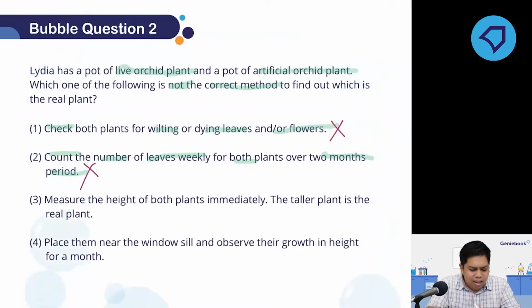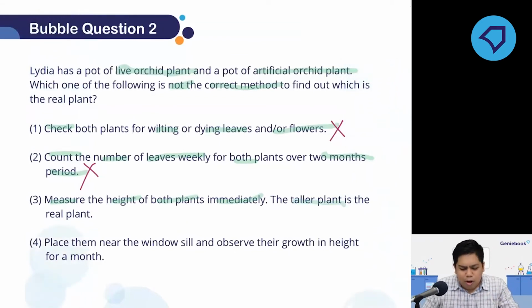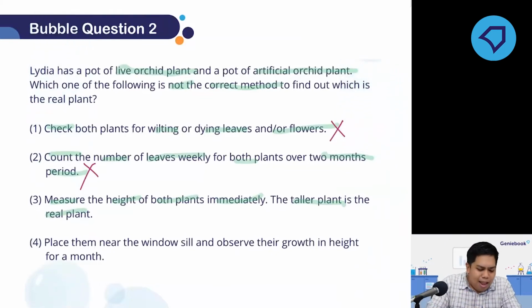Option 3, measure the height of both plants immediately. That means that right now, quickly go and measure the height. Then suddenly you know that, oh, the taller plant is the real plant. Does it work that way? You measure both plants, then oh, the taller plant is confirmed to be the real plant. No, right? We don't know which one is the real plant and which one is the artificial plant just by measuring the height immediately. So this is a wrong method, and remember we want the wrong method, so that's why this is correct.